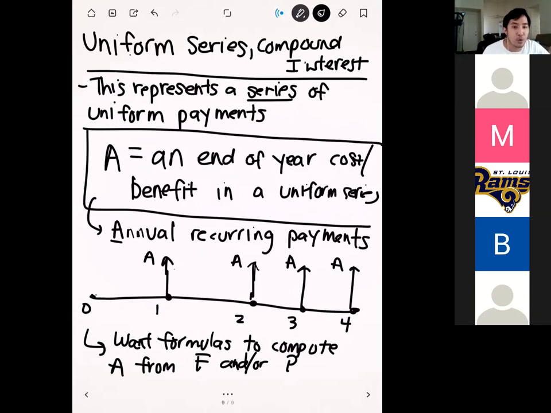And so we want to have similar formulas for A. And so say that we have a present sum of money, and we want to extend this over like a 5-year period with an 8% interest, what is that uniform series payment going to look like? And that's basically what we want to do. So we want to have formulas to compute this stuff.